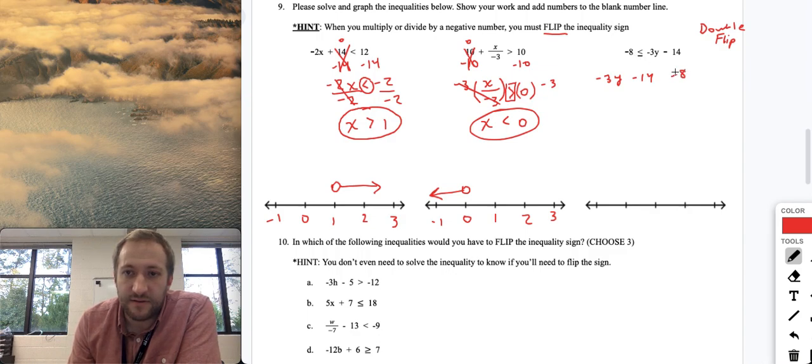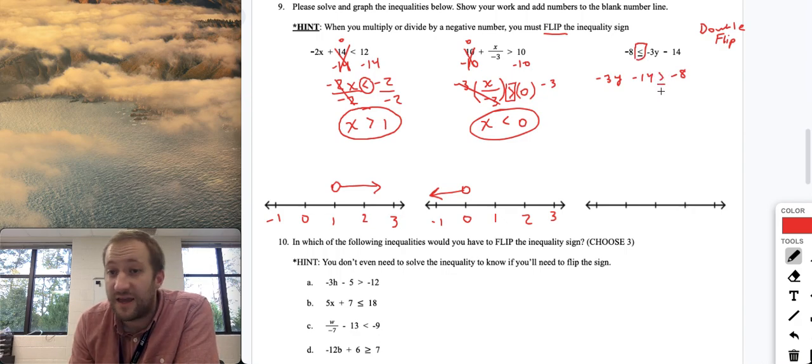Negative 8, but I'm going to flip the inequality sign because if it was facing the negative 3y side, it should still be facing that side when I flip it, all right? Because I haven't done any math stuff. All I've done is rewritten the inequality. So now, let's go and solve this.